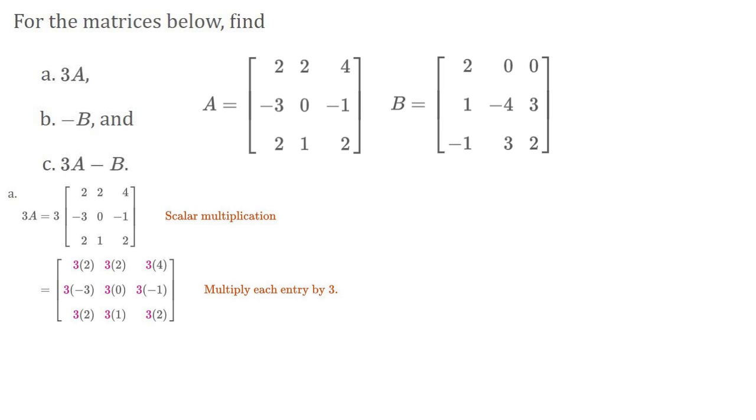3 times 2, 3 times 2, 3 times 4. And when I do that, it's going to give me my answer. So again, 3 times 2 is 6, 3 times 2 is 6, 3 times 4 is 12, 3 times negative 3 is a negative 9, 3 times 0 is 0, 3 times a negative 1 is a negative 3, 3 times 2 is 6, 3 times 1 is 3, 3 times 2 is 6, okay? So this is an example of just a simple scalar multiplication that I can do to a matrix, okay?